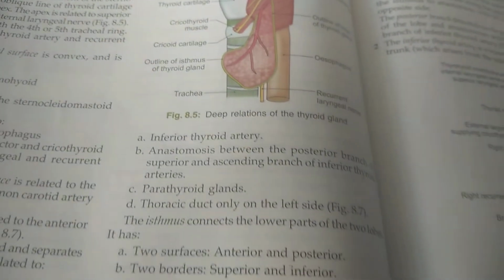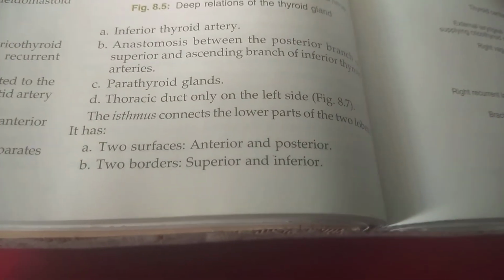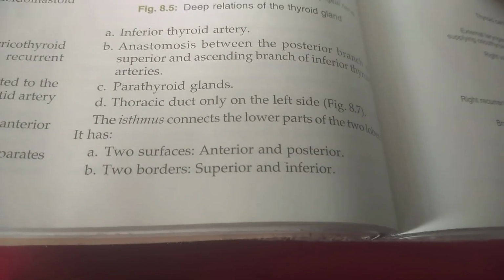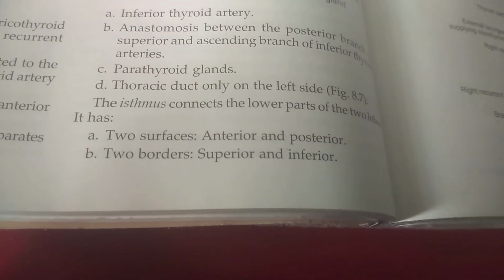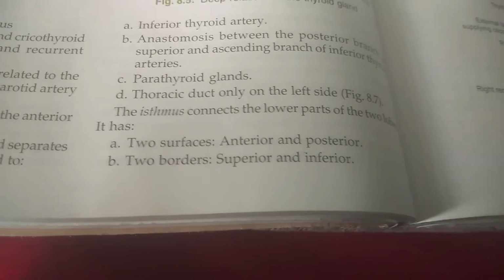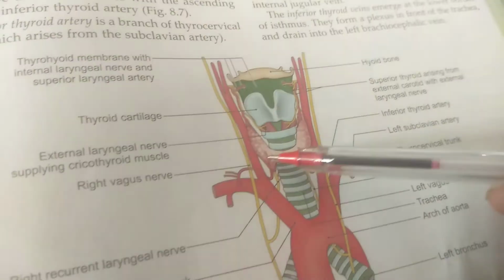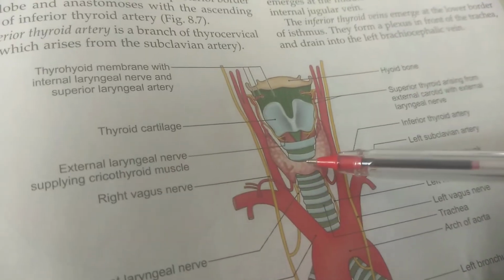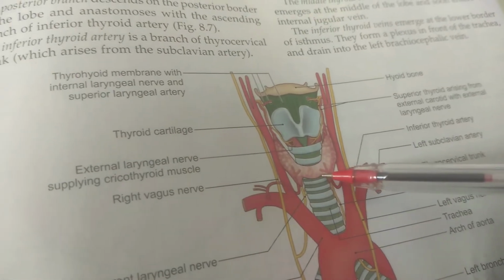Now what is the relationship of the isthmus? Here you can see the isthmus has two surfaces and two borders, the anterior surface and posterior surface, and two borders, the superior and inferior. Okay, meaning this is the anterior surface and posterior surface, and this is the superior border and this is the inferior border. So what are its relationships?